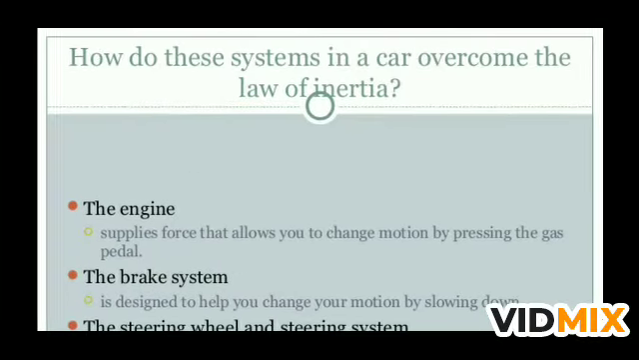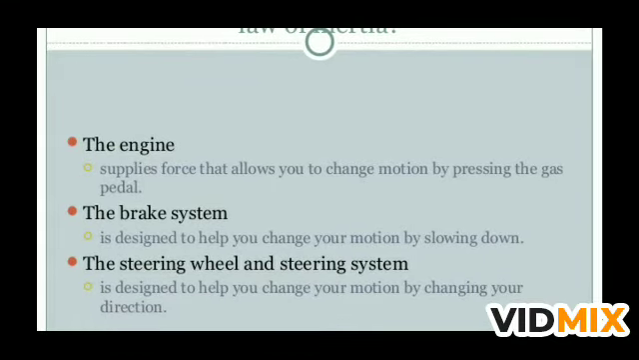Now, how do these systems in cars overcome the law of inertia? In the car, there are so many systems to overcome the inertia. First is the engine. The engine supplies force that allows you to change motion by pressing the gas pedal.